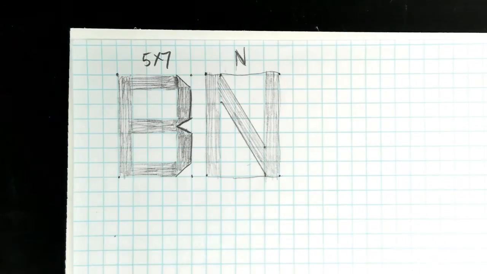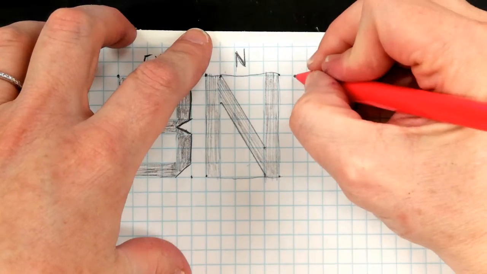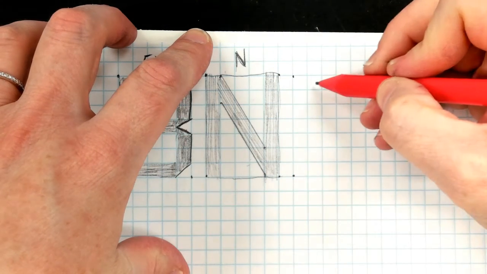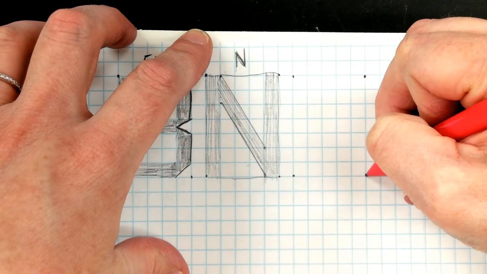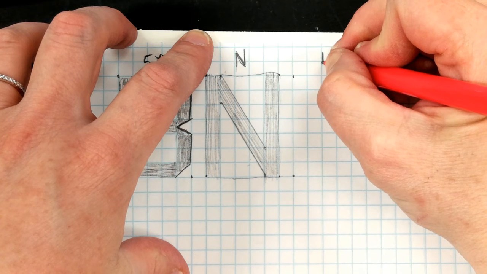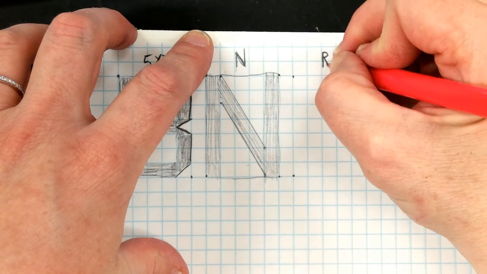The other ones I'll do are a K, and I'll also do an R and a W, because those are the ones that seem to give people the most trouble. I'm going to do an R next, I think.